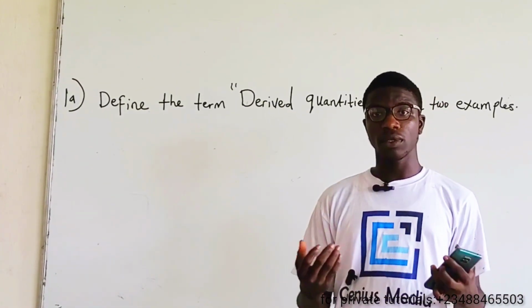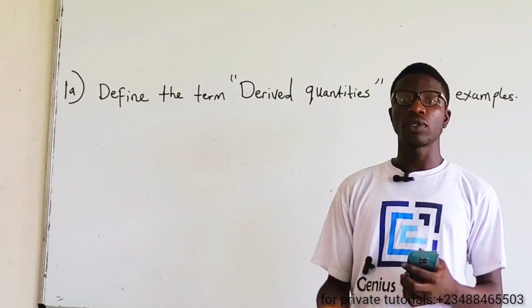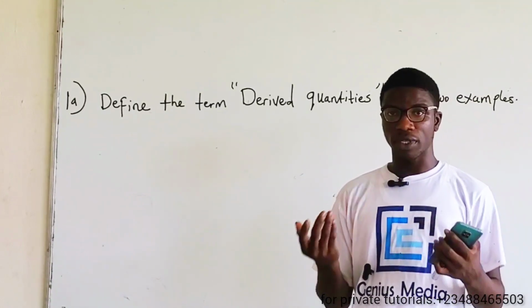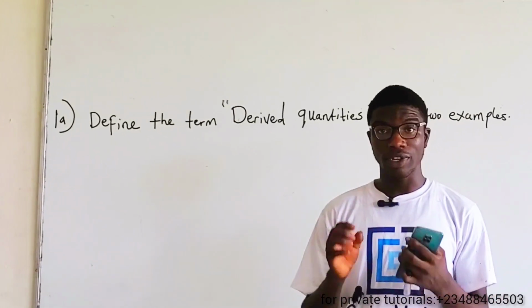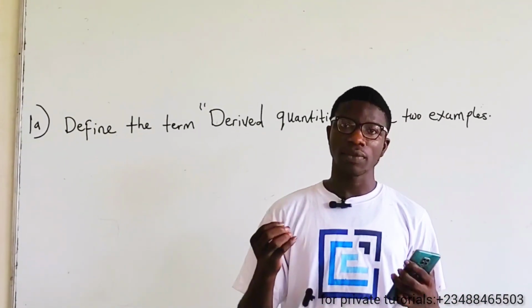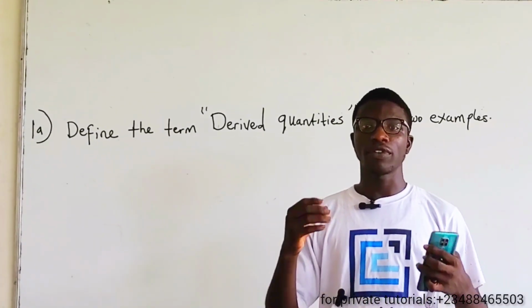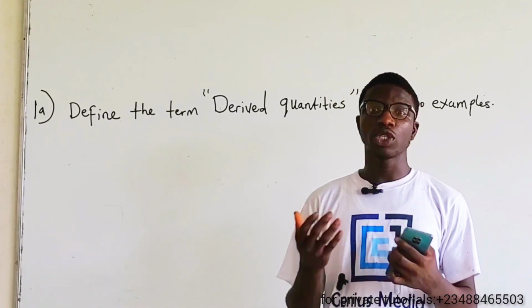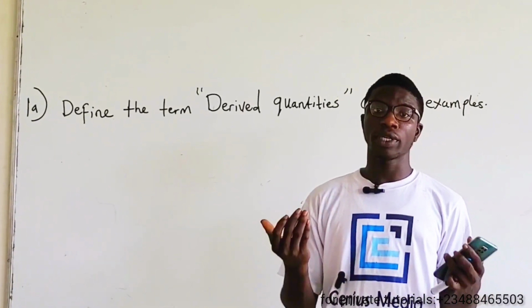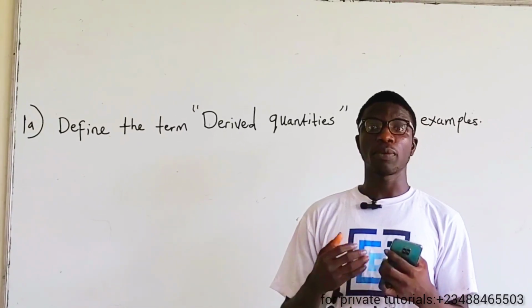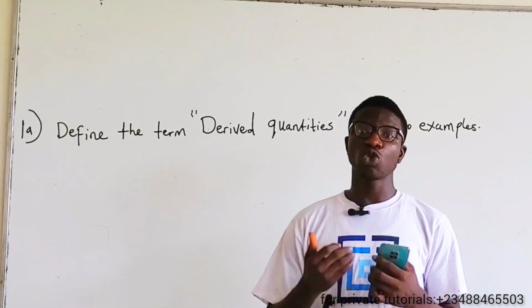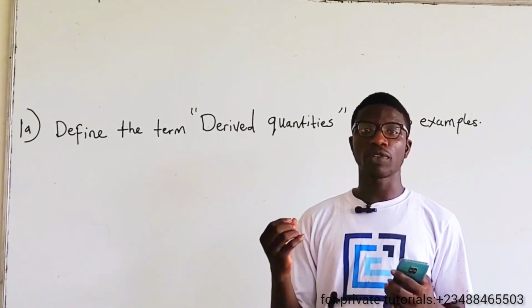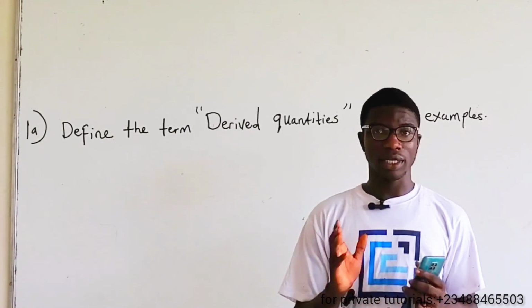These are quantities in physics or in science that depend on fundamental quantities, which are actually the principal quantities we have in science or physics. So a derived quantity is a quantity that depends on fundamental quantities for its derivation. Another person can define a derived quantity as the quantities formed when 2 or more fundamental quantities are combined. So in other words, they are dependent on fundamental quantities. Does that make sense? Yes, as simple as that.